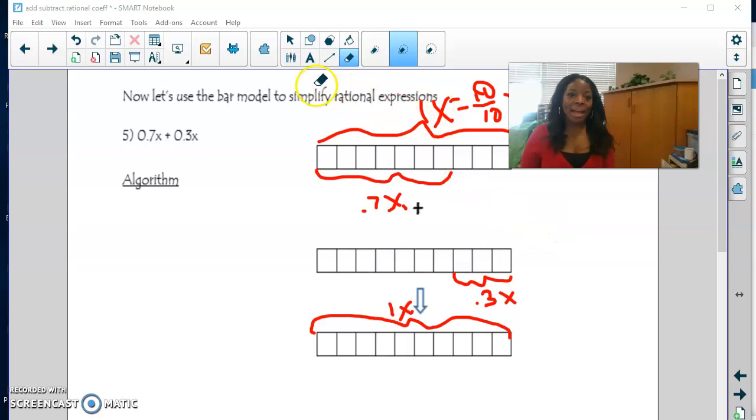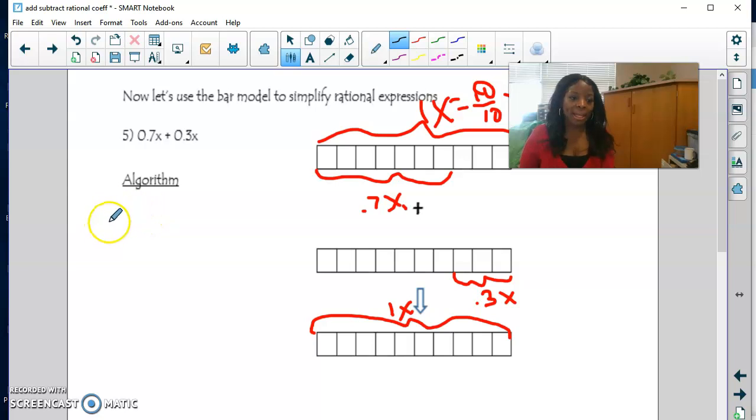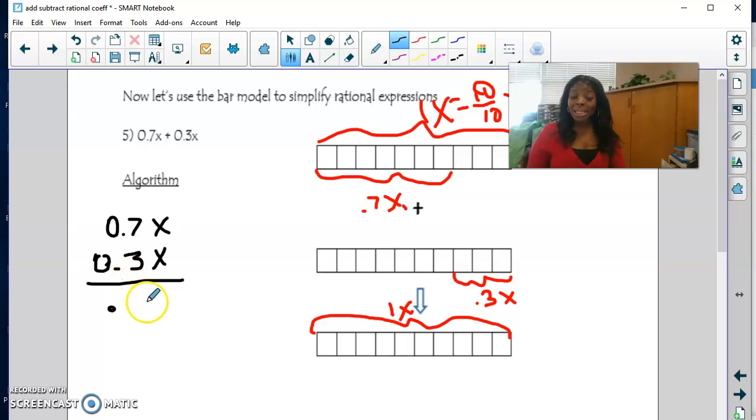Hey guys, we're back. This is adding algebraic expressions part 2, and we left off with the algorithm for adding 7/10 of x, which is our first diagram, plus 3/10 of x. So we were adding 7 little pieces plus 3 little pieces that are 1/10 size. So we get 10/10, and of course we can't have 10 units in any particular place value.